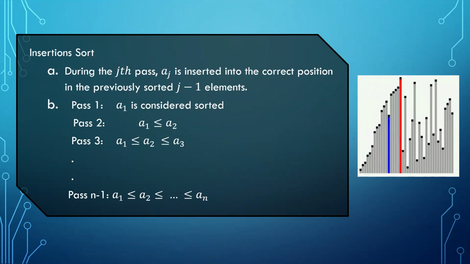So it kind of has this demarcation. Here's the sorted part of the list. Here's the unsorted part of the list, and it grabs one element at a time, holds its hand, and places it into the list where it belongs. So during the jth pass, a sub j, the jth element, is placed in the correct position among the previously sorted j minus 1 elements.